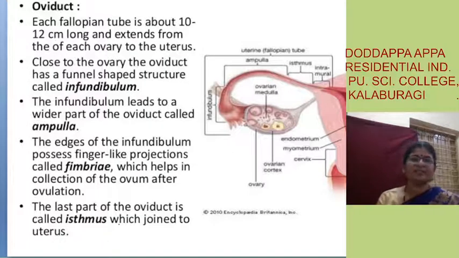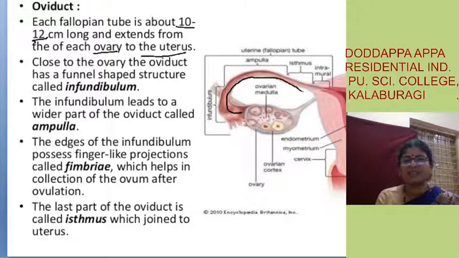Next we have the oviduct. This full region is called the oviduct. The oviduct is also called the fallopian tube, and it is nearly 10 to 12 centimeters in length. It extends from the ovary to the uterus, and it is 10 to 12 centimeters long.